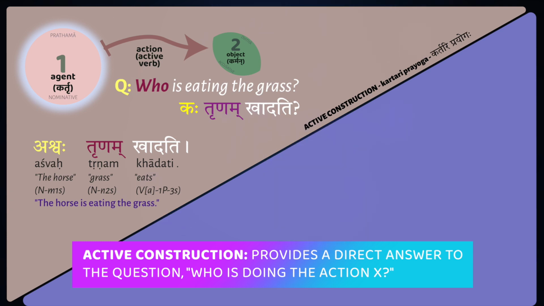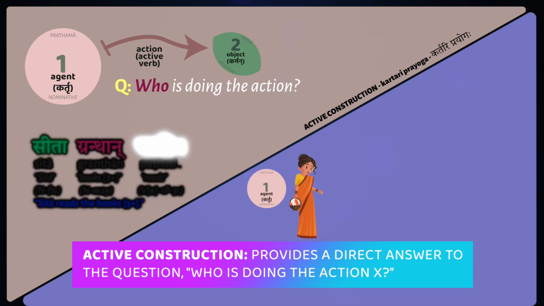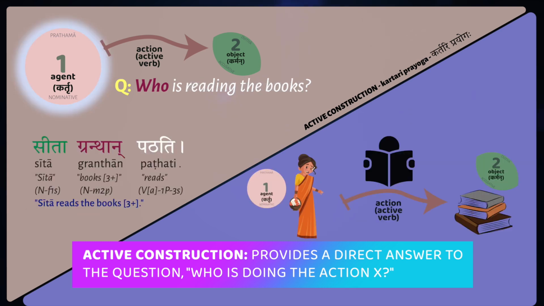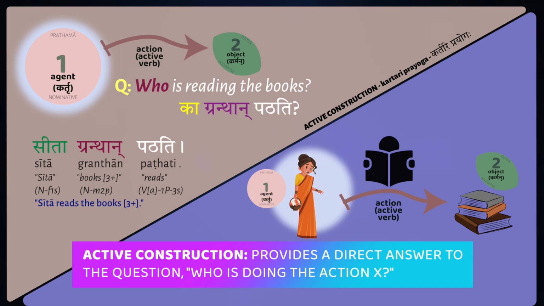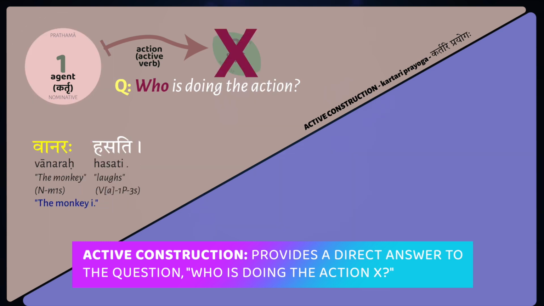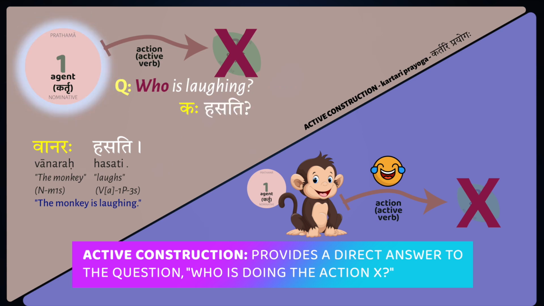How about the sentence, Sita granthan patati? Sita is reading three or more books. Who's reading the books? Ka granthan patati, Sita granthan patati. Sita is reading the books. This will work even if there's no object, actually. Vanaraha hasati, the monkey is laughing. Who's laughing? Kaha hasati, Vanaraha hasati, the monkey laughs.